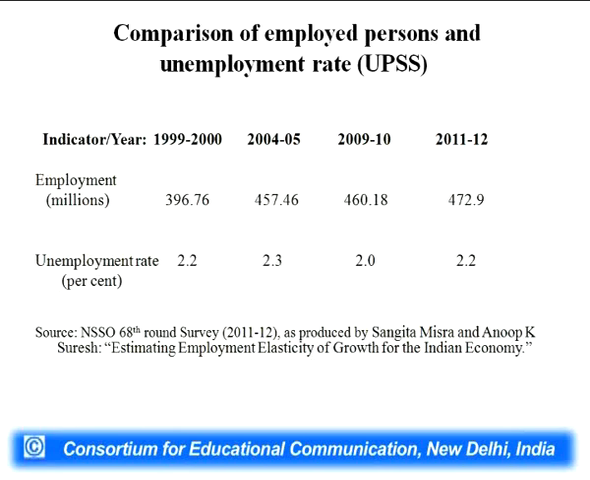These are some of the figures related to the comparison of employed persons and employment rate based on UPSS. The data as given in this table show that the number of employed people has increased in absolute terms. We see that during the year 1999-2000, the number of employed people was 396.76 million, which increased to 472.9 million during the year 2011-12. This figure is given by the NSSO 68th round of survey.